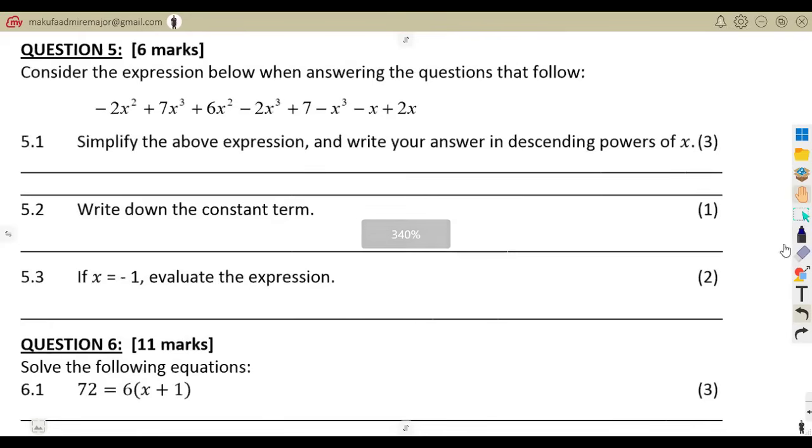Then on question 5, consider the expression and answer the questions that follow. 5.1, simplify the above expression.